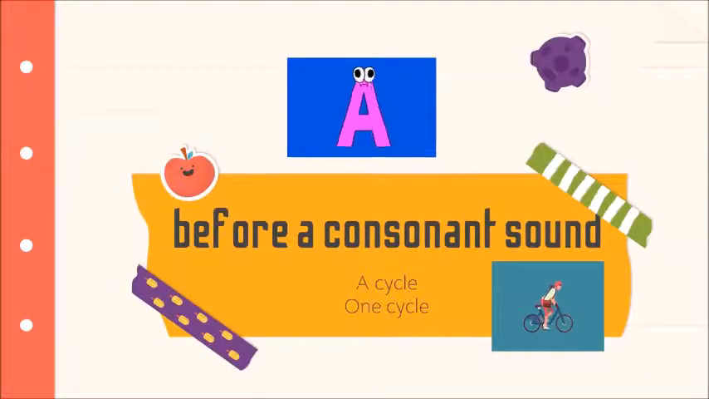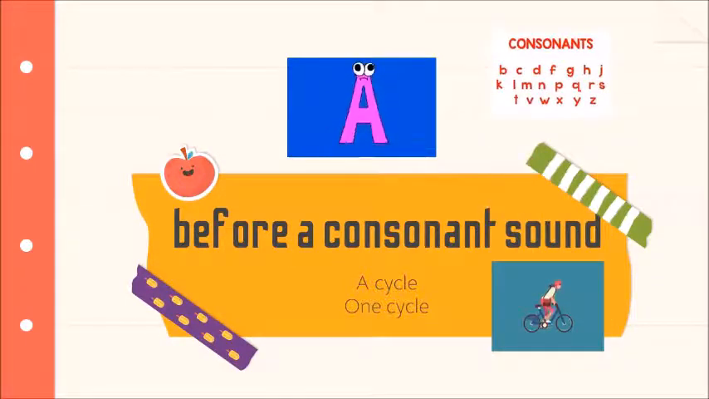Let's recall the usage of article a. We use a before a consonant sound noun. That is, when a noun is singular and it starts with a consonant sound, we add a before it. For example, a cycle, which means one cycle. Remember the consonants that we had learnt last time?